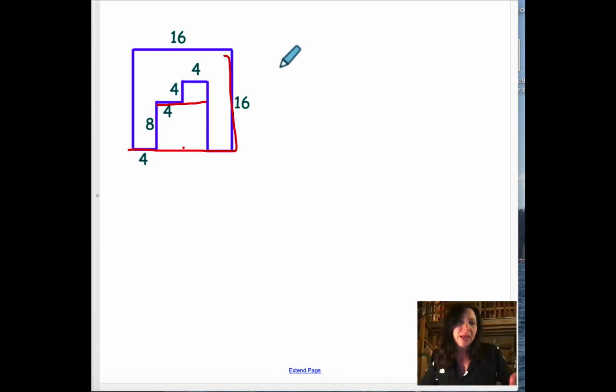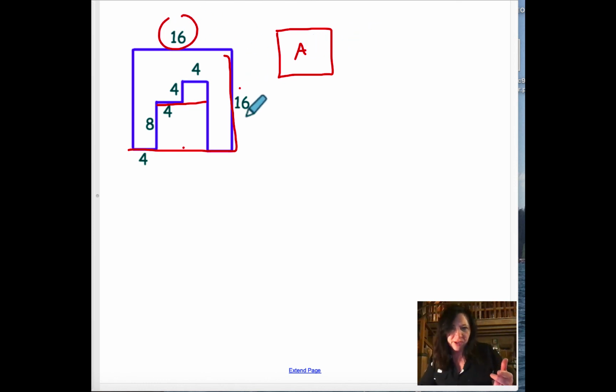Okay, so the big triangle. So this is my job. This is my idea. 16 times 16, right? So take the area of the big square. And it's a square because it's 16 times 16. Subtract this little square down here and then minus that little tiny square down there.